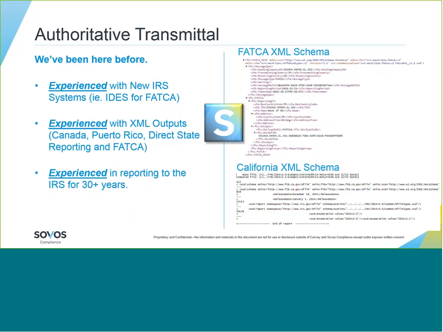Now, when it comes to that XML format, fortunately, Sovos has already been here before. We're experienced in working with new IRS data systems, as well as working within the XML outputs. For example, in the top right, you can see we have a FATCA XML schema. Currently, the Foreign Account Tax Compliance Act, FATCA, requires transmittals via XML format, as well as many of our international filing requirements are XML, whether we're doing Canadian slips, Puerto Rican forms, many of the direct states, and also FATCA require transmittals via XML. And again, we're experienced in reporting to the IRS for the last 30 years.